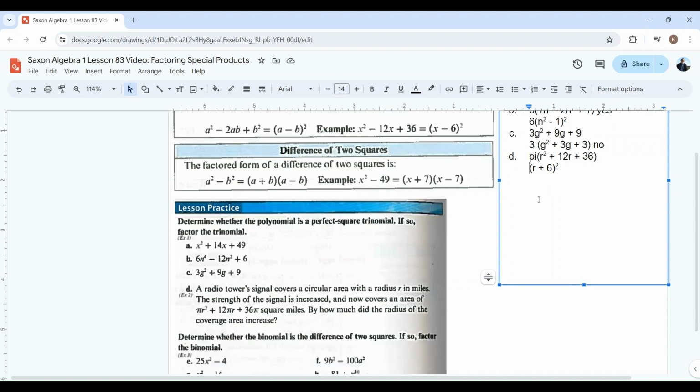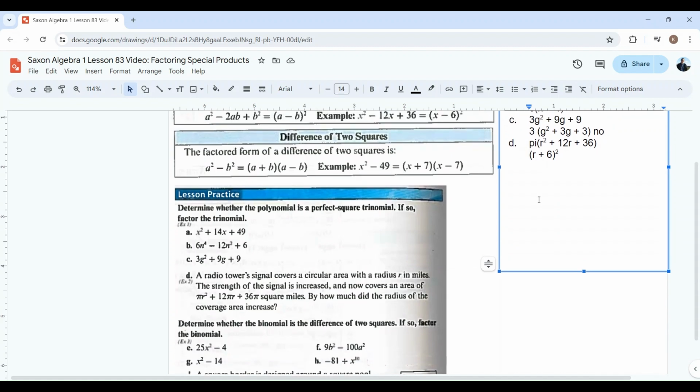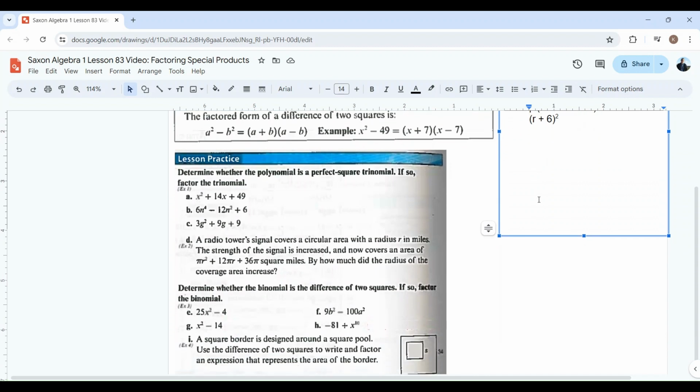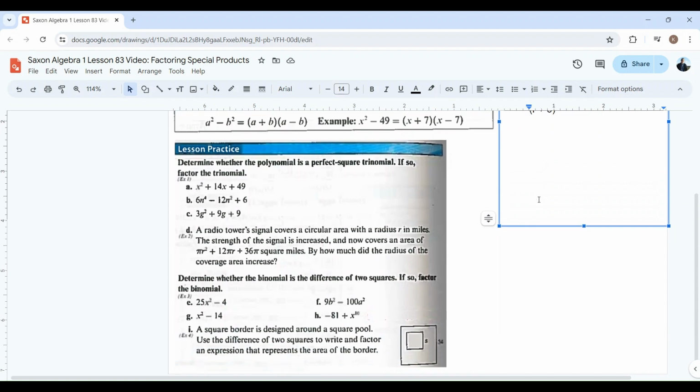That one's a really tricky one. Those ones don't come up too often in the homework, but just be ready in case they do. You're just looking for special patterns. All right, let's jump to letter E.